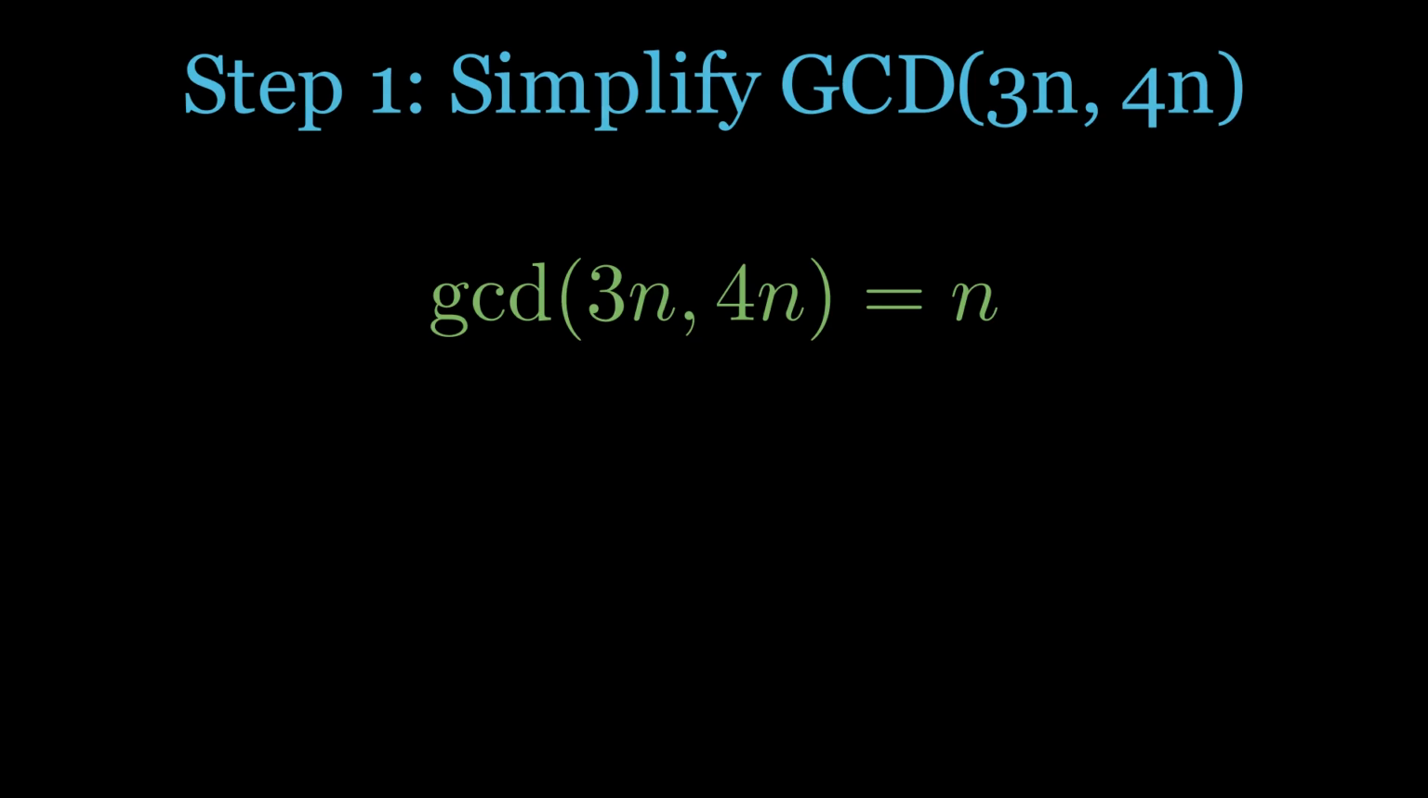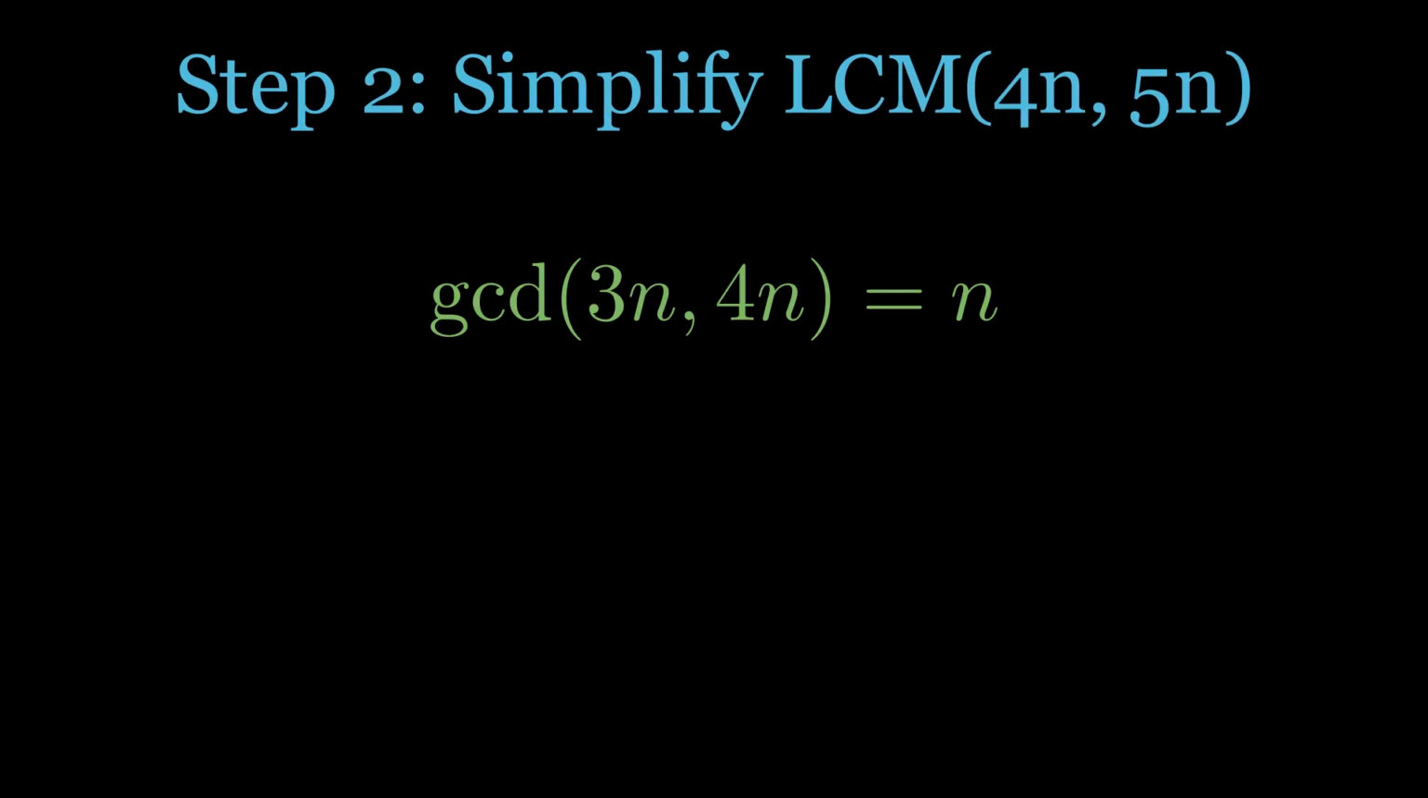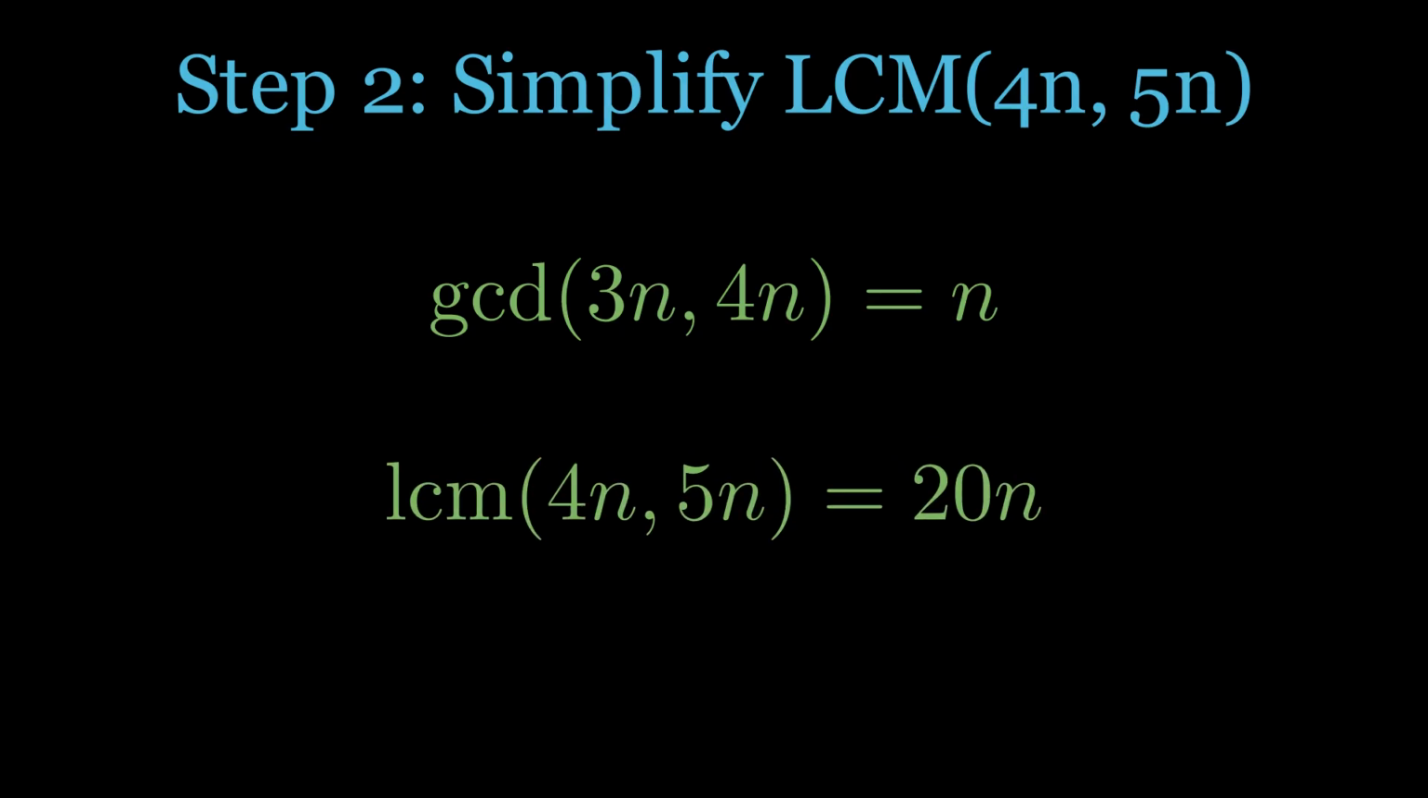Since 3 and 4 are coprime, the greatest common divisor of 3n and 4n is just n. Now, let's simplify the least common multiple of 4n and 5n. Since 4 and 5 are coprime, the least common multiple of 4n and 5n is 20n.